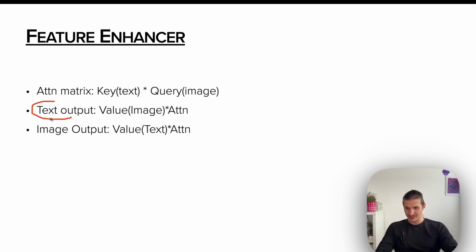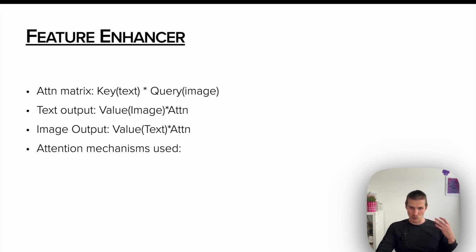So once again, to get the text, we've basically used the image sequence twice, as value and as query, and the actual text sequence only once. And then to get the image output, we've used the text input twice, as value and as key. And then the image input was only used once.